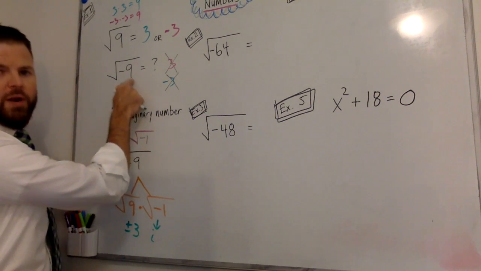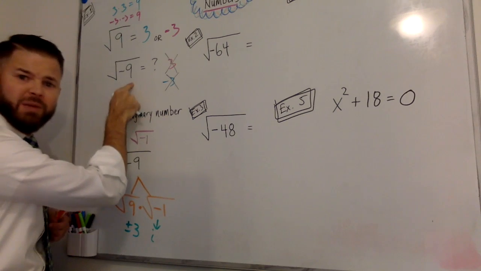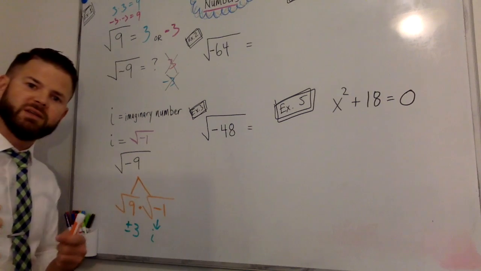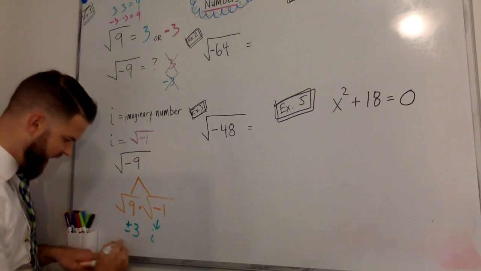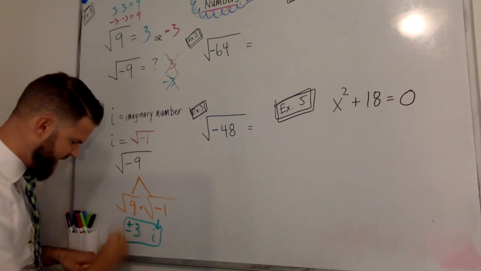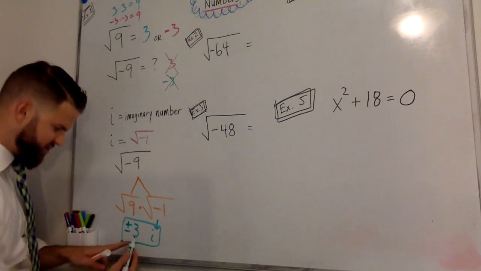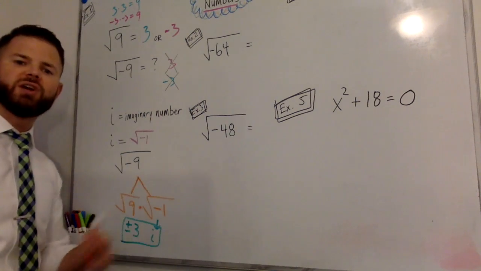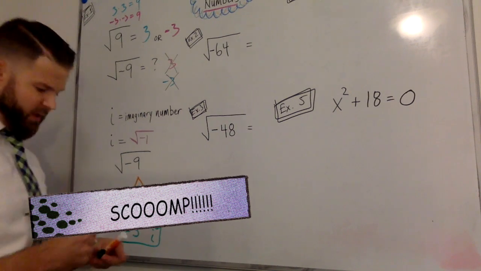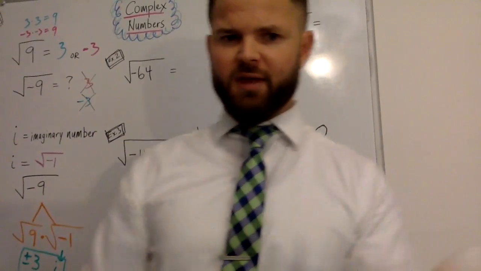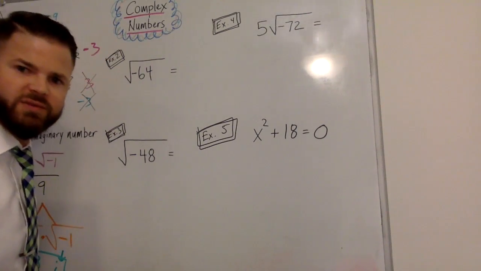Since there's no one number that multiplies by itself to give me negative 9, I'm going to invent one. I'm going to imagine it. So here, this plus or minus 3i is my answer to the square root of negative 9. This 3i is my imaginary number. So that being said, let's fly through this example over here and see if we can connect the dots and figure out these puzzles, all right?